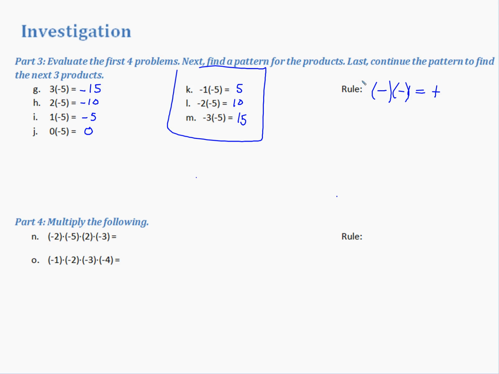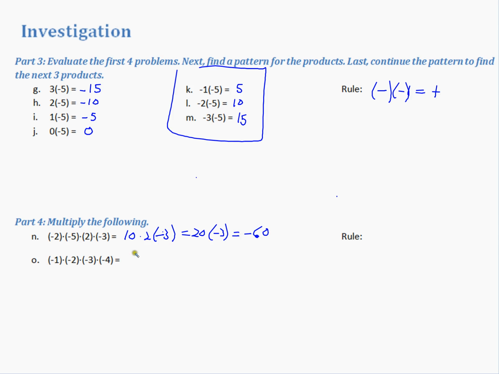We're going to figure out one more rule here. And I don't know if this one's as obvious for you to figure out on your own, so I'm going to help you out here. We're going to multiply these. So let's multiply across. We have a negative 2 times a negative 5. A negative times a negative is positive. And then we have 2 times negative 3. And so we're going to keep going. 10 times 2 is 20. So we have 20 times negative 3. And that's negative 60. So we had 4 numbers multiplied together. 3 of them were negative. And so we got a negative answer.